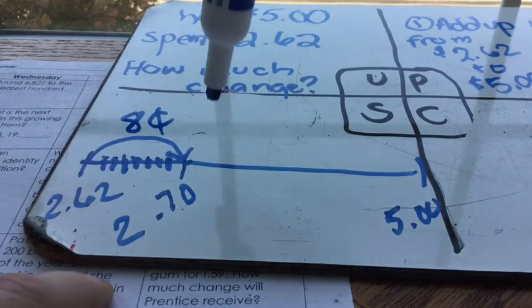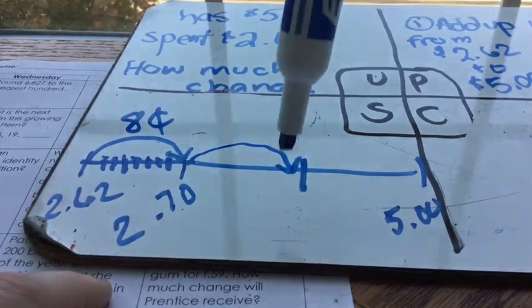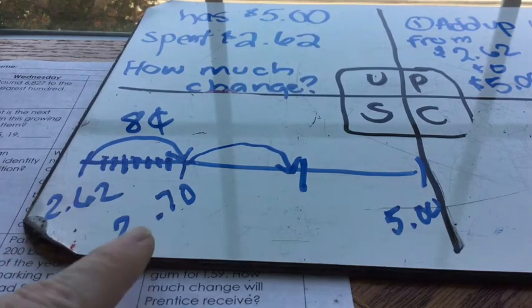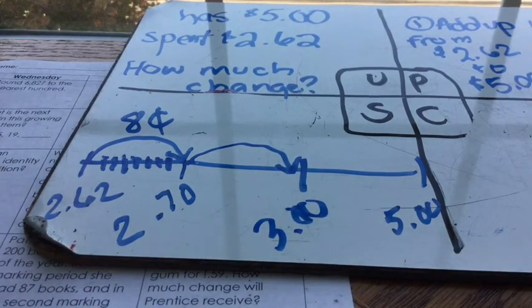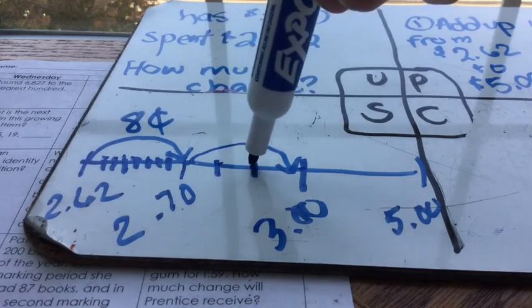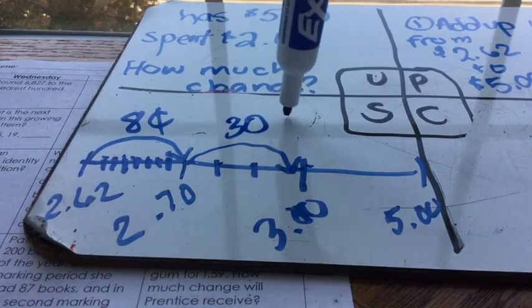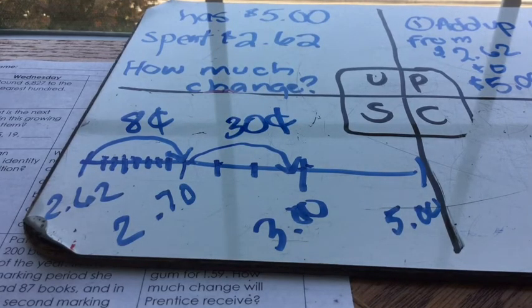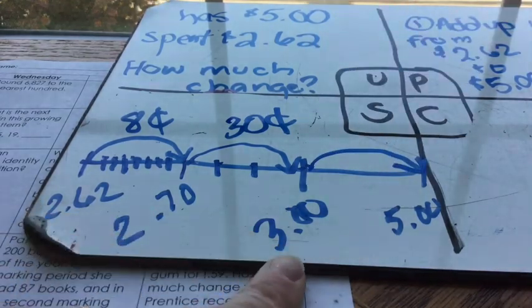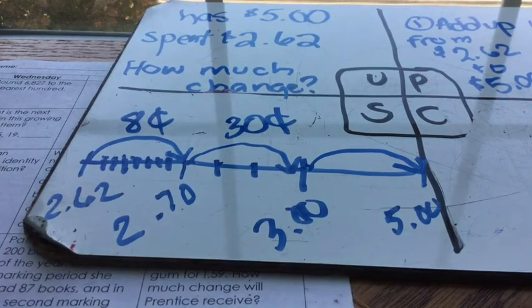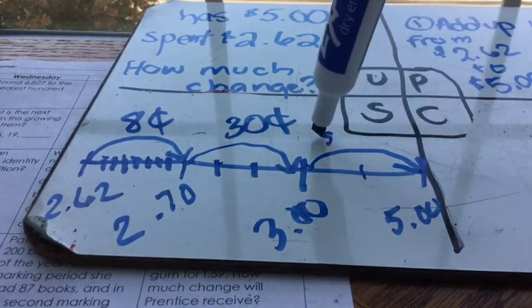Now I want to get to the nearest dollar. Well, what's the next dollar after $2.70? Well, the next dollar after 2 is 3. So to get from 70 to $3, we're going to count by tens. So we go 70, 80, 90, $3. So that was 1 ten, 2 tens, 3 tens. 3 tens is equal to 30 cents. Now we need to do $3 to $5. How many dollars does it take to go from 3 to 5? Well, I know 3, 4, 5, so that's $2.